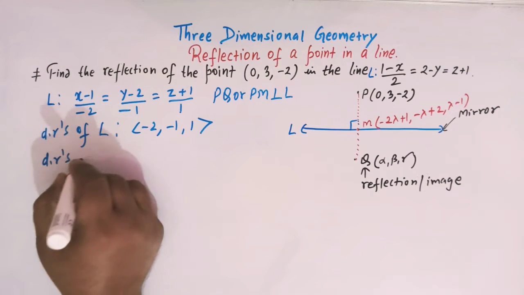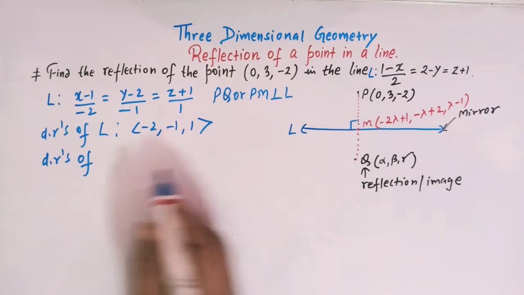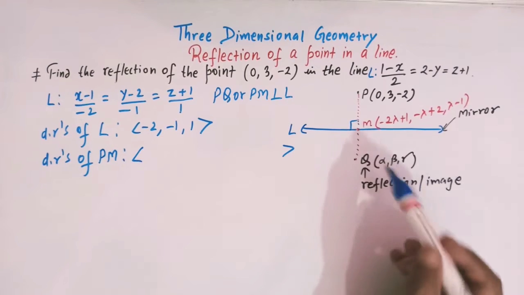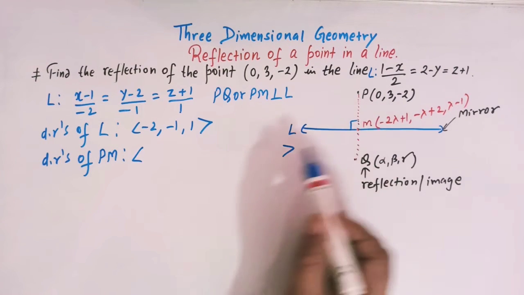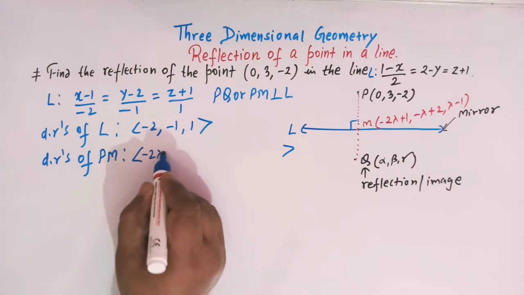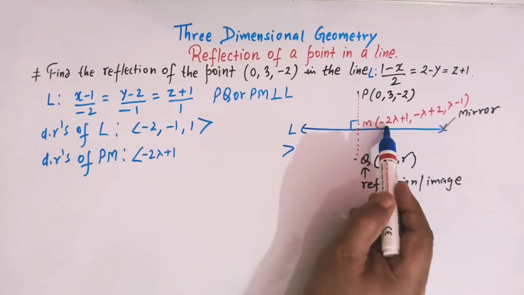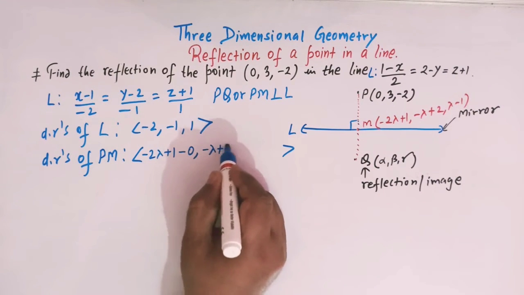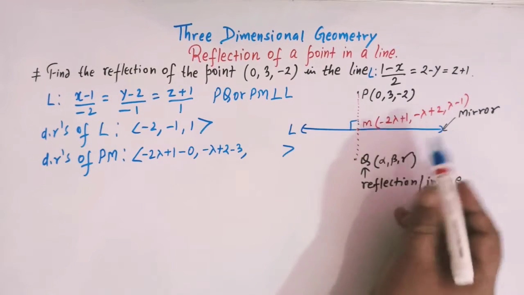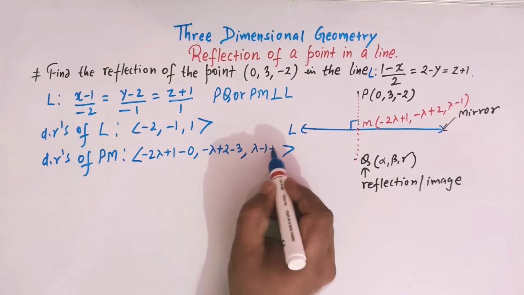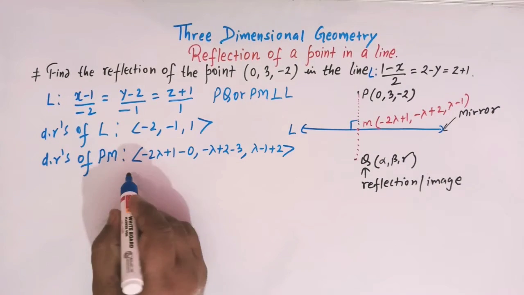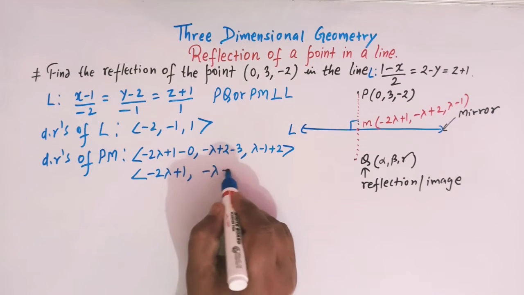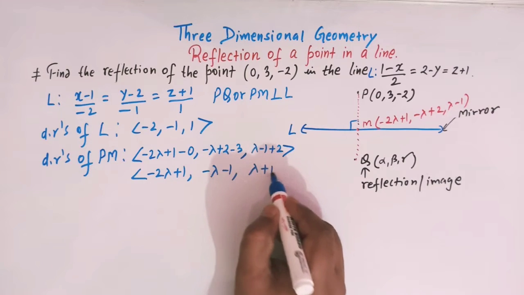So DRs of the line PQ or PM can be obtained by subtracting the coordinates, right? So this point is minus 2 lambda plus 1, this point is 0, so minus 2 lambda plus 1 minus 0, then we have minus lambda plus 2 minus 3, and then we have lambda minus 1 plus 2, because here we have minus 2, right? So we have minus 2 lambda plus 1, here we have minus lambda minus 1, here we have lambda plus 1, right?